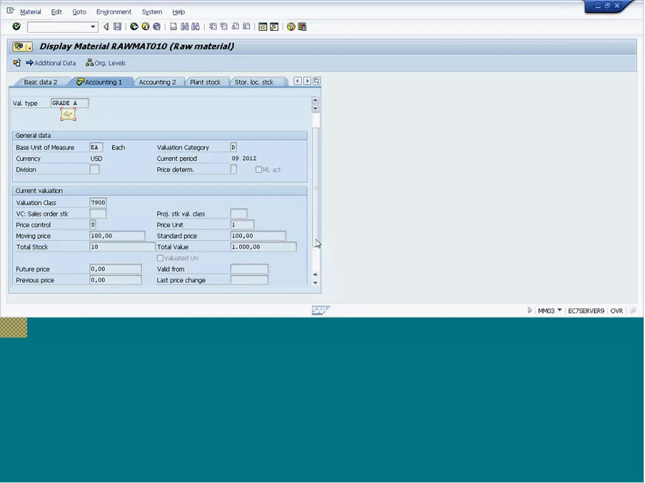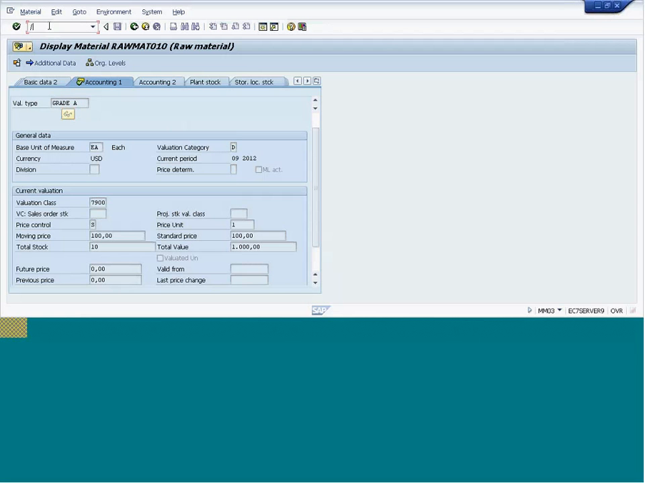Okay. So now if I issue this material, what happens? Does it take grade A and grade B issues separately, or does it combine them, when you are issuing?